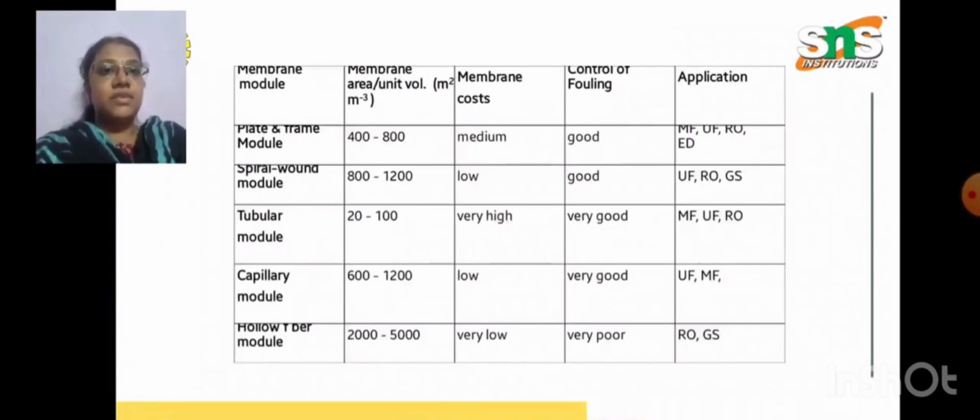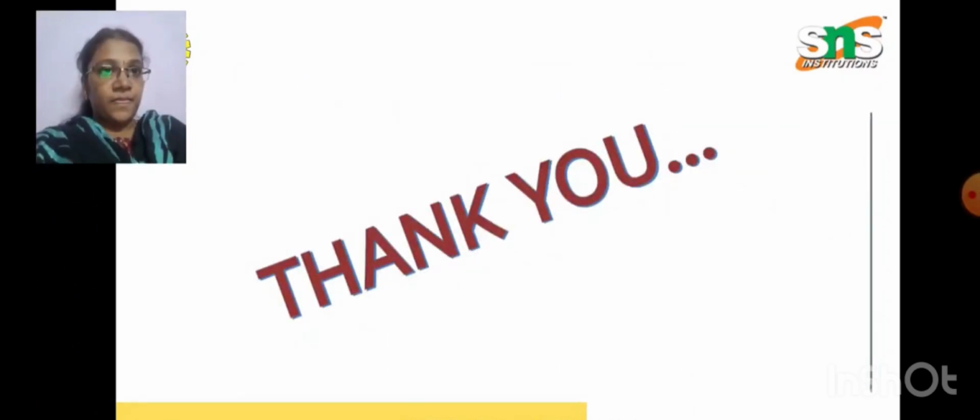This table represents the different types of membrane modules and the needed membrane area per unit volume, and the membrane cost, control of fouling, and the application where it is used. So this is about membrane concentration.